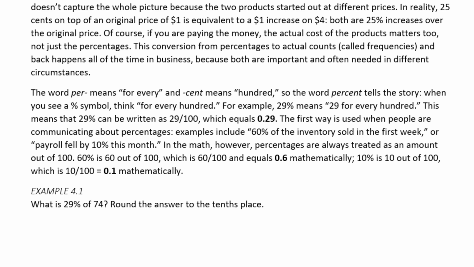In the math, though, the percentages are always treated as an amount out of 100. So 60% in communicating to humans becomes 60 out of 100 in math, which is 60 divided by 100 and equals 0.6. When you do calculations about 60%, you've got to be using 0.6. 10% is 10 out of 100, which is 10 divided by 100, which is 0.1. So when you're doing calculations about 10% of something, it's 0.1 you've got to be using, or 10 divided by 100. You could write it out that way and that would be totally fine.